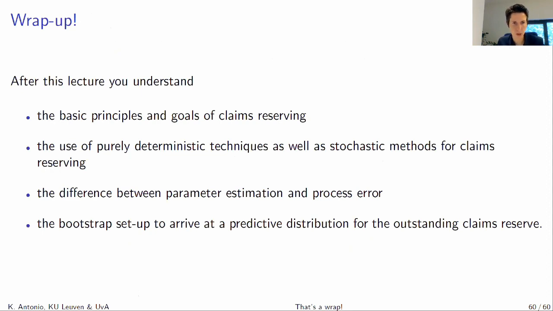Today we talked about the basic principles, the necessity to say something about claims reserving. And then we covered a couple of approaches. We discussed the purely deterministic method, the chain ladder. We went to stochastic methods. So we did Mack as a step in between. Then we went to the GLMs. Then we went to the bootstrap. We talked a bit about the difference between parameter estimation and process error. That has to do with the bias versus variance trade-off that we already discussed in machine learning. And ultimately, we discussed our bootstrap setup to arrive at a predictive distribution for the outstanding claims reserve.